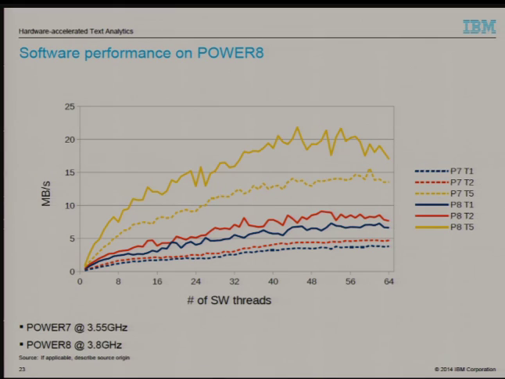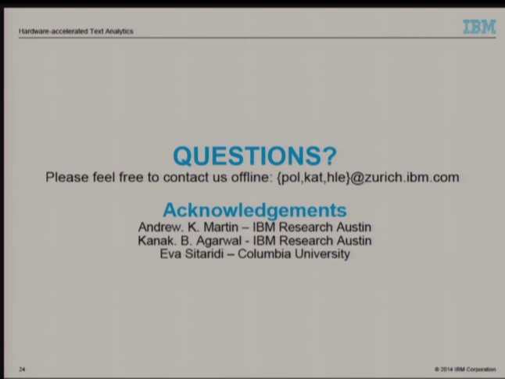But even then, we're around 20 to 25 megabytes per second maybe. So that is still good for our accelerator, since we're in the 500 megabyte range. So P8 can benefit from having such an accelerator within the system. And that concludes my talk.